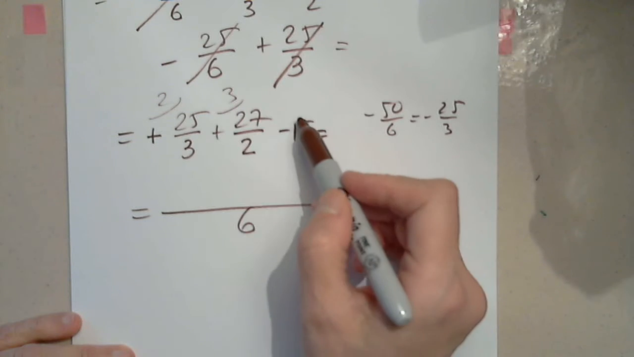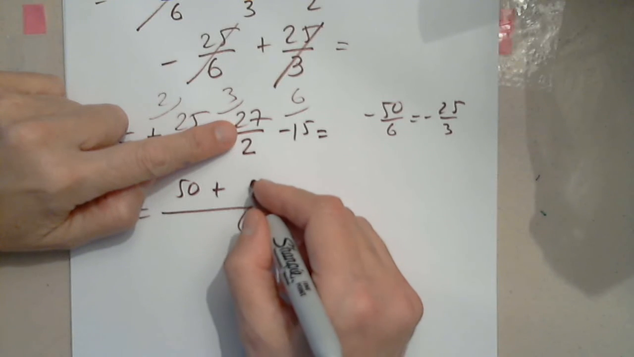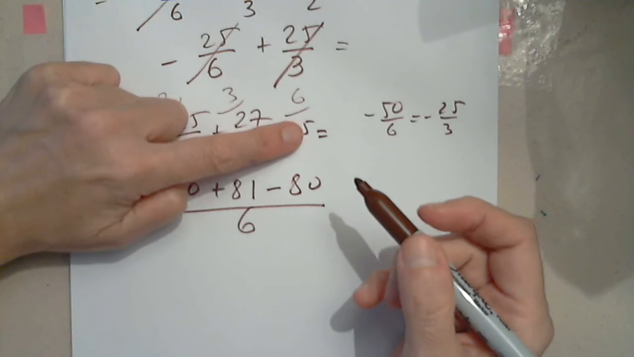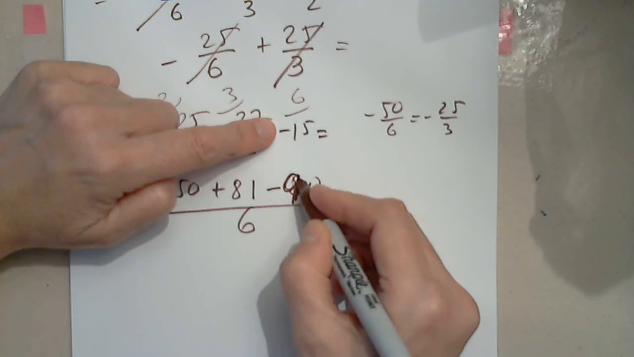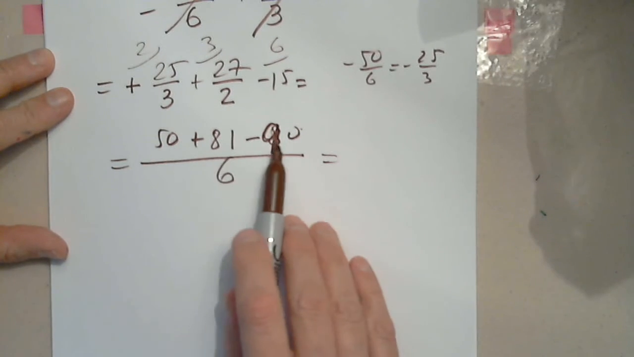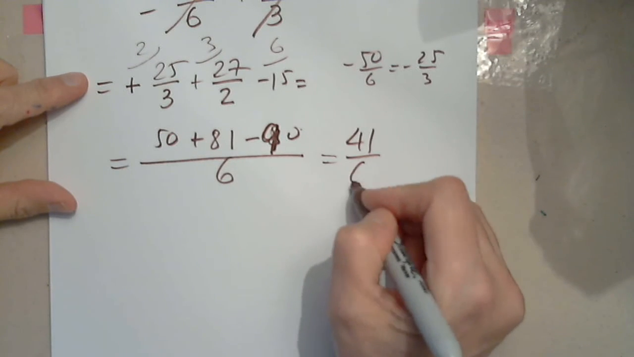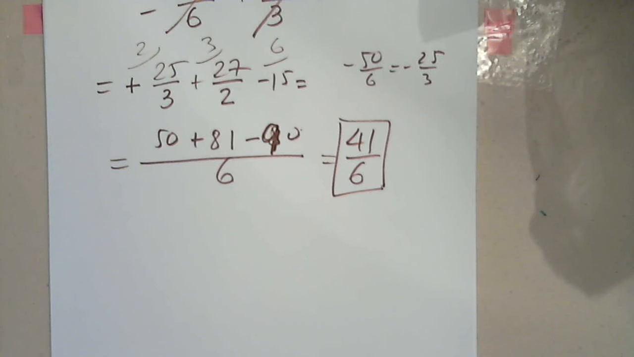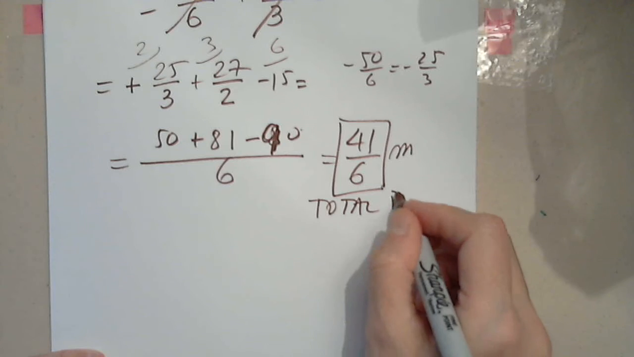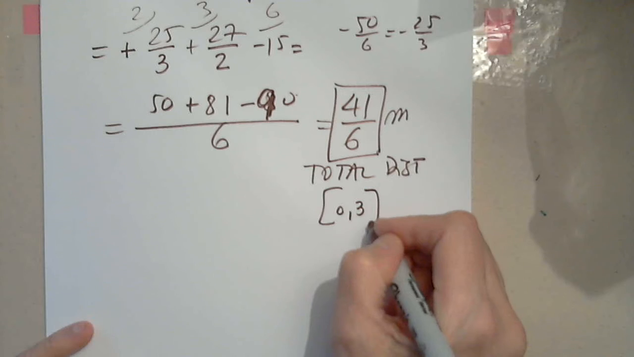Times 2, times 3, and times 6. So 50 plus, I think it's 81, yes, minus 90. 30, 0, yeah. Okay, so this is negative 9, 50 minus 9, 41 over 6. This is the total of course in meters, total distance covered by the particle between 0 and 3.